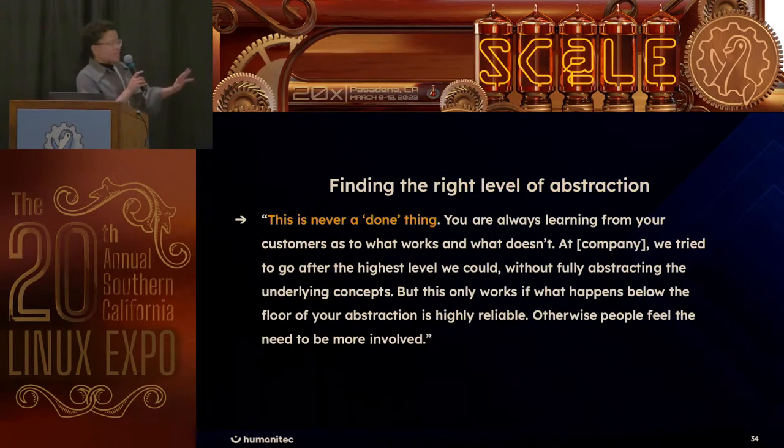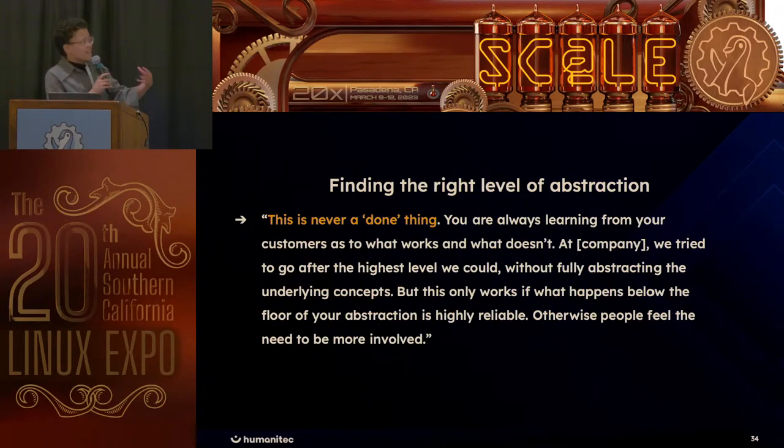Now, this is a quote that I like about finding the right level of abstraction. A few months ago, I did a handful of open-ended case study surveys with folks in the community. And this person weighed in on this topic. He said that finding the right level of abstraction is never a done thing because you're always learning from your customers what works and what doesn't.